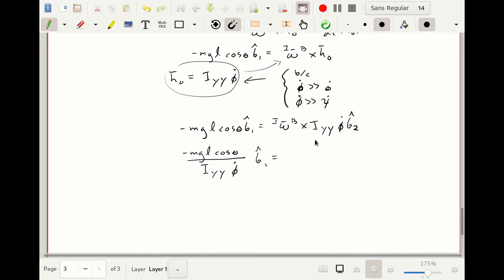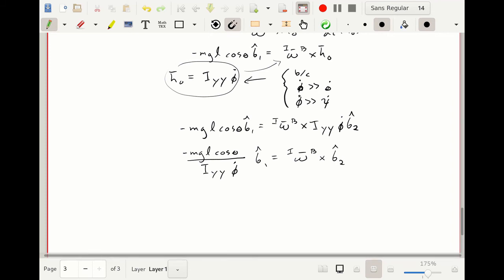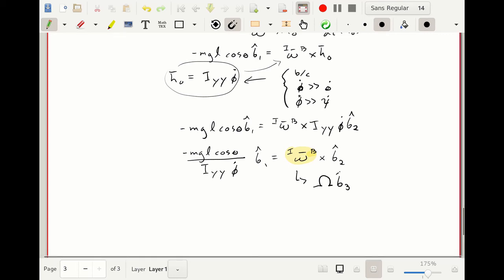This is equal to this omega B with respect to the inertial frame crossed with B2. In order for this equation to be true, this term has to be some kind of omega, so some scalar, times B3, because I need a B3 crossed with a B2 to get a B1. So it could have a B2 component, but it would just end up canceling out. But the main thing that I care about is that it's got some scalar term times B3.